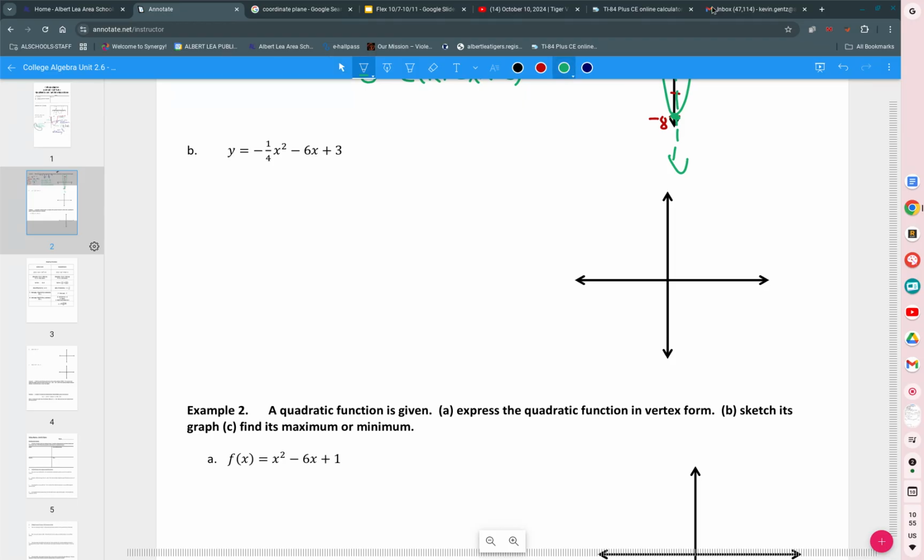And this is where we'll end our instruction today, with this last one. Direction, vertex, axis of symmetry, y-intercept, x-intercept.